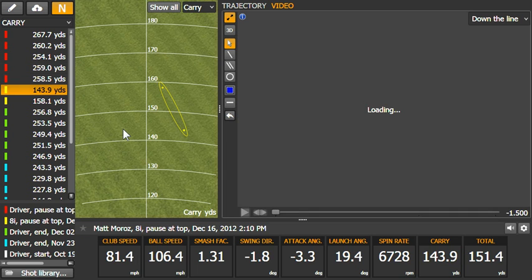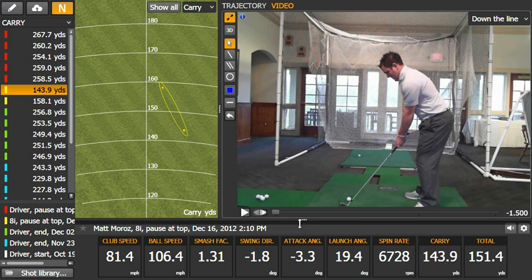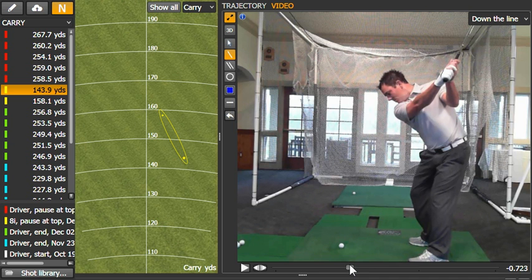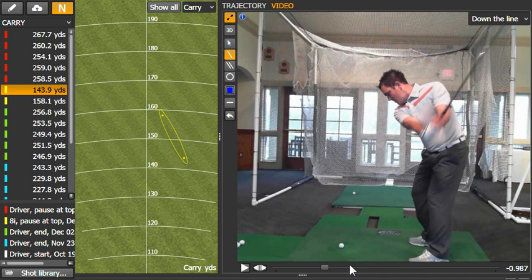So let's look at a swing here. I'm going to draw that same line. So this is halfway back.